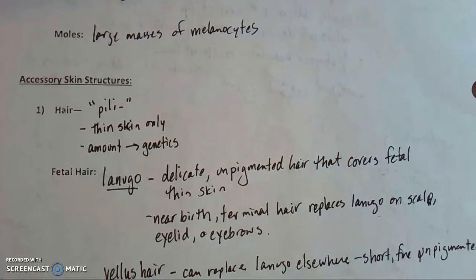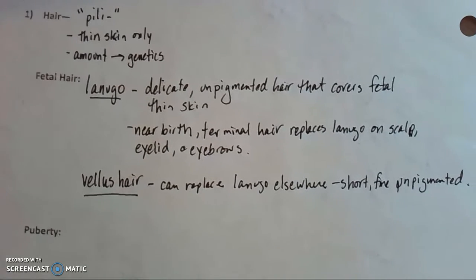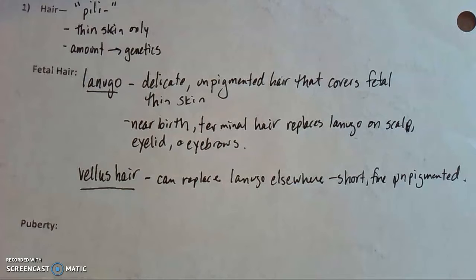And there is one disorder in which lanugo develops into terminal hair all over the body. And that's what we term a wolfman. So that is a genetic disorder. It is exceedingly rare, but there are people that would have hair over their entire body except for palms and soles of their feet.